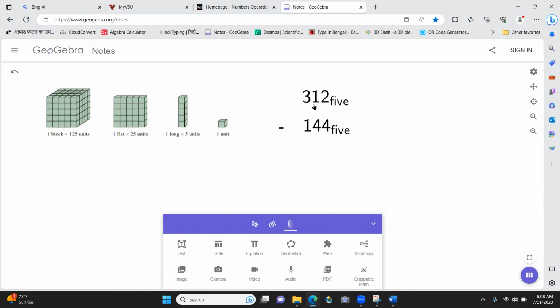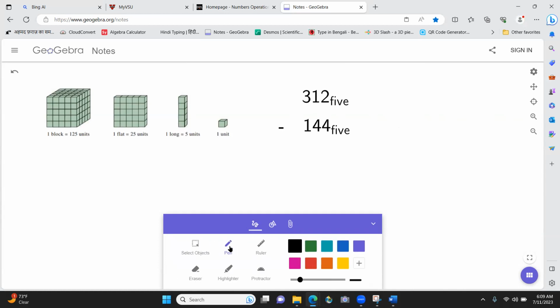Remember, in the first number, I have two loose ones and three of these. In the second one, I have four of these, four of these, and one of these. Got it? So I cannot take away 4 from 2. So what do I do? This kind of explains why we carry things over. We bring this stick 1 here, and we have 2 loose ones plus 5. We have 7 here, and I have nothing here. I have 0.